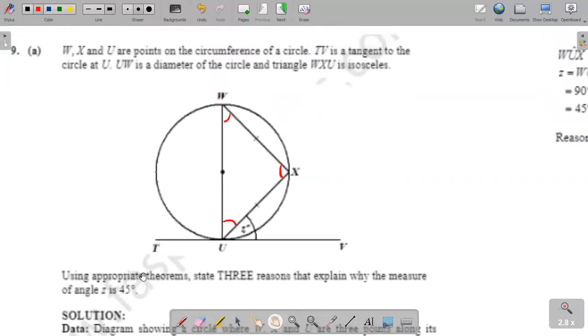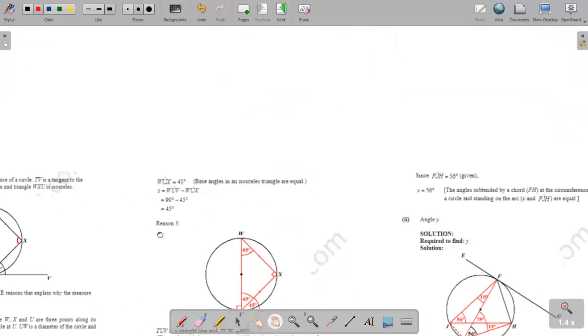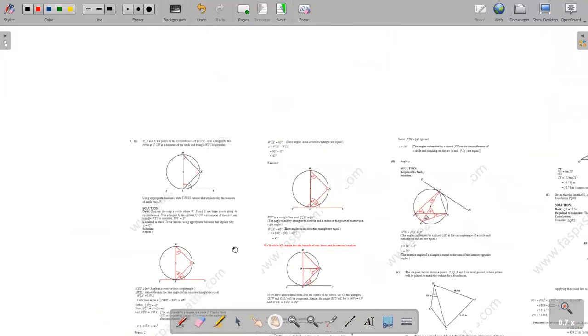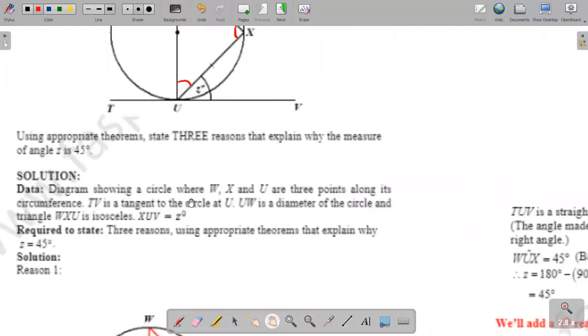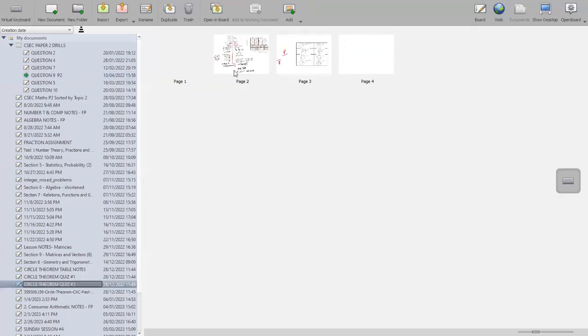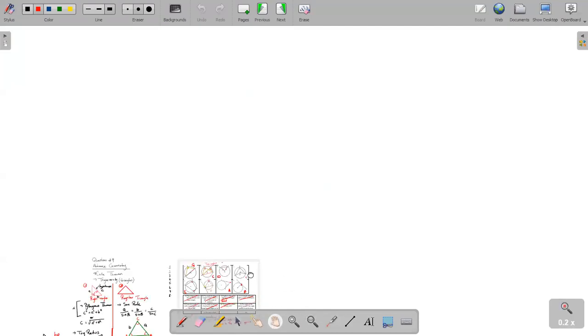So let's see. The first question, and this was January. Let me just make sure y'all know what year this was. This was January 2023. So this was the January of this year. That's the paper we're doing right now. So let's read the first question. Using appropriate theorems, and you know what I mean by theorems, right? And I think what I'm going to do is just copy it and bring it over so that we don't have to be skipping through. We have it right there to use.